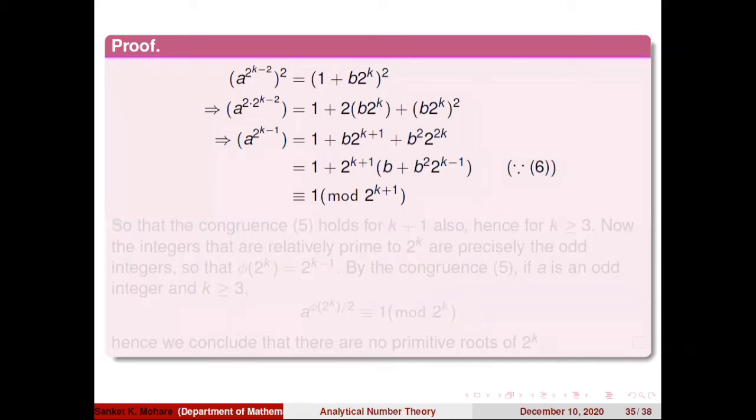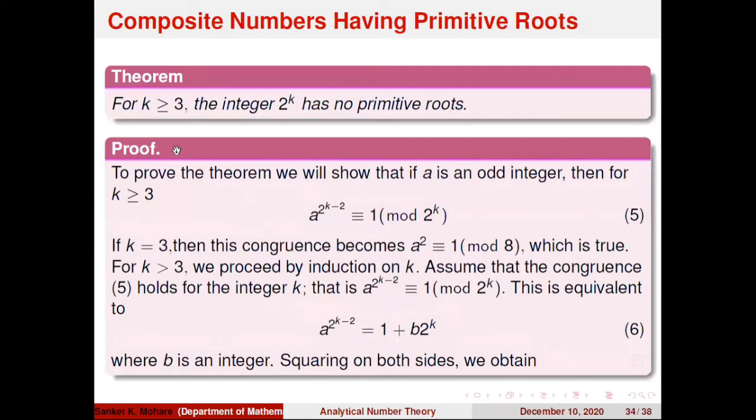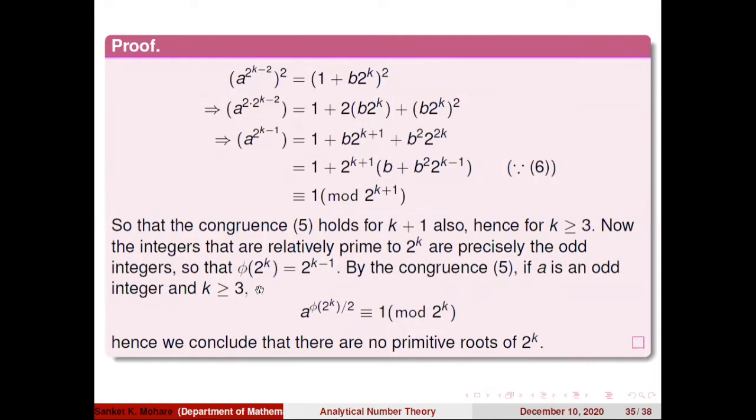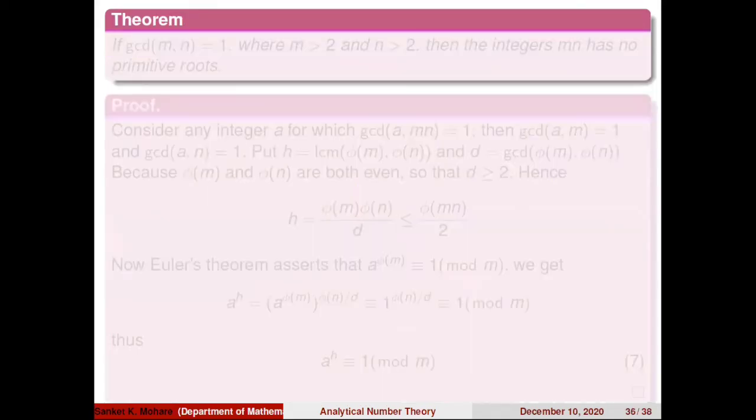So for proving this result, for any k greater than or equal to 3, the integer 2 to the power k has no primitive roots. First we proved by mathematical induction that this congruence is true for any k greater than or equal to 3, and after proving this, we modify phi of 2^k equals 2 to the power k minus 1, and from this we reach this congruence, and by the definition of primitive root we conclude that a is not a primitive root of 2 to the power k, which completes the proof. Let's move to the next theorem.